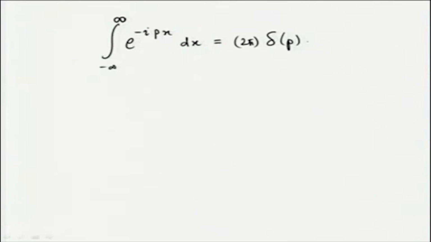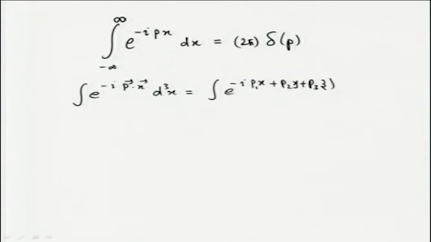Now, if I have more than one variable, I can write e to the power, say in the 3 dimensional case, p dot x d^3x. I will write it as exponential minus i (p1 x + p2 y + p3 z) dx dy dz. So, each of these are independent of each other.